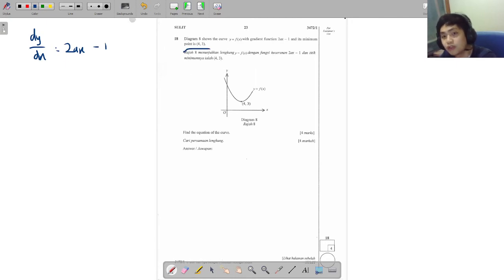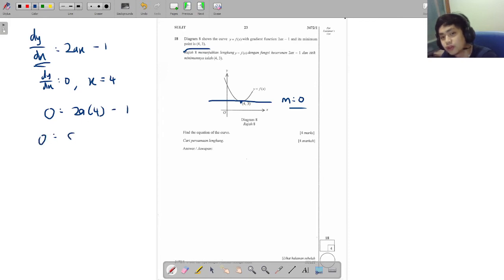So it's important to know this because the minimum point is basically a point where the gradient is 0. So dy/dx is a gradient function. In other words, at this point, the gradient is 0. So I can say dy/dx equals 0 when x is equal to 4. So 0 equals 2a times 4 minus 1. So 0 equals 8a minus 1. So make a the subject. We add 1 on both sides, and then divide by 8. So a is 1 over 8.